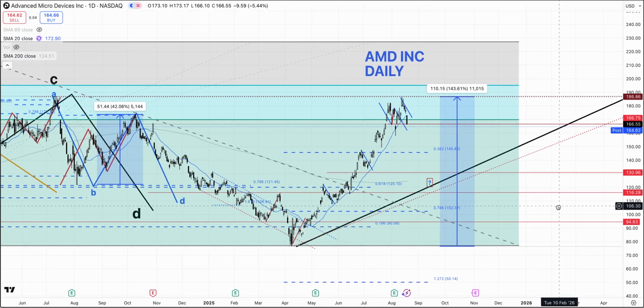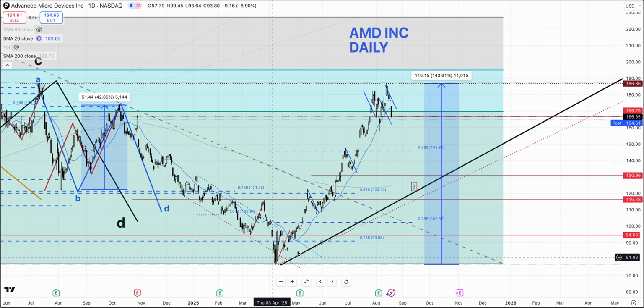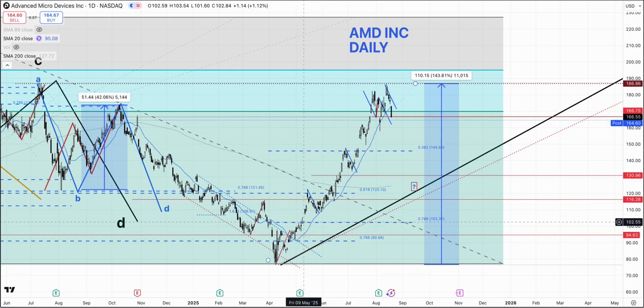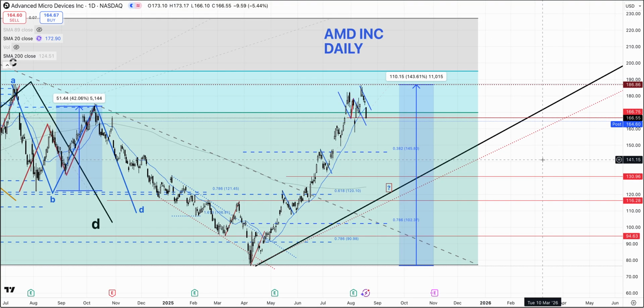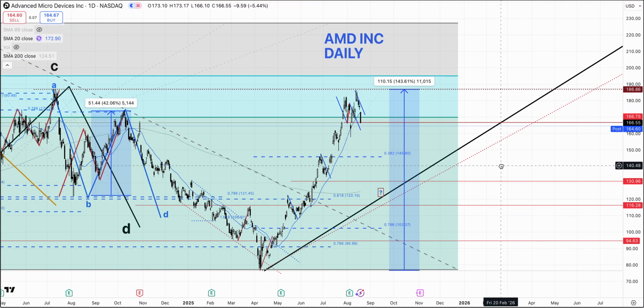Personally, I did have a position, and still have a position in this from right around this level, because the risk was quite nice. You can manage that. It's not financial advice, so you have to do your own work. I just rode it through, and I'm going to get out around this level. I still have maybe a 10-15% position left. Again, it's not financial advice.